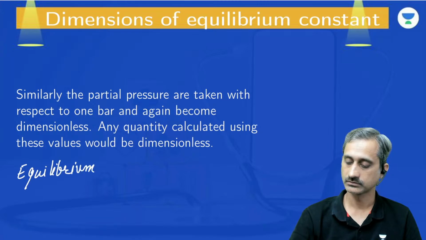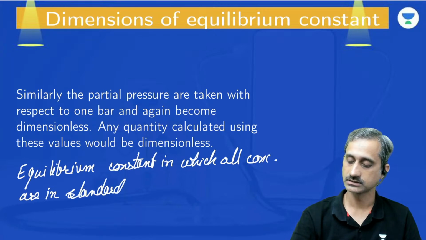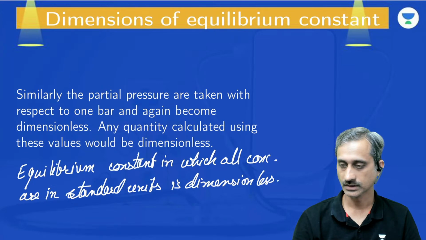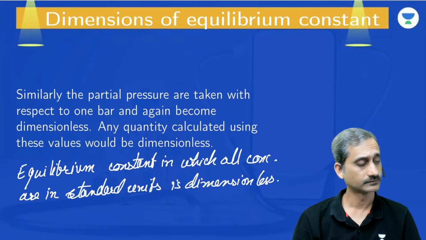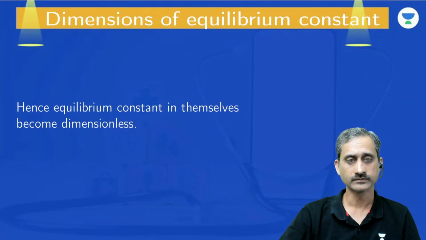So, an equilibrium constant in which all concentrations are in standard units is dimensionless. Is it clear? Fine.